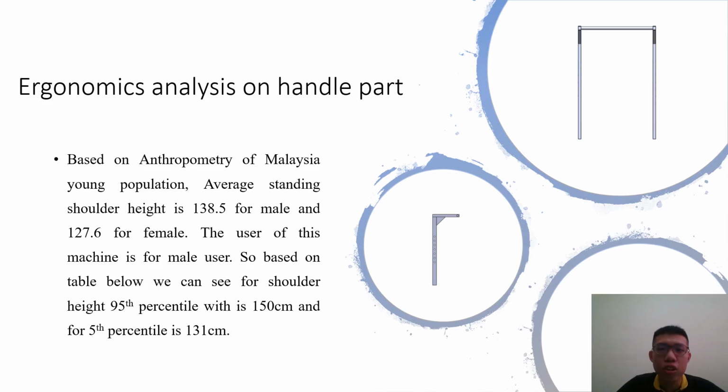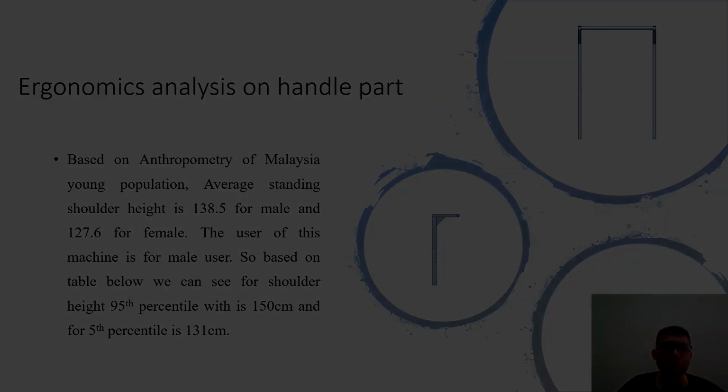The last part is the ergonomic analysis on the handle part. Based on anthropometry of the Malaysian young population, the average standing shoulder height is 138.5 cm for males. The shoulder height at the 95th percentile is 150 cm and at the 5th percentile is 131 cm. The decision of the design is a maximum handle height of 140 cm and a minimum of 101 cm. The handle can be adjusted according to the operator's comfort. To make sure the operator's side is clear, the maximum height of the beach screening machine is 140 cm. That's all from me, thank you.